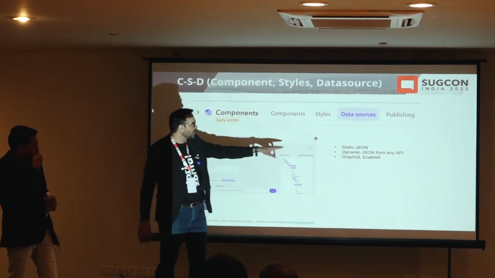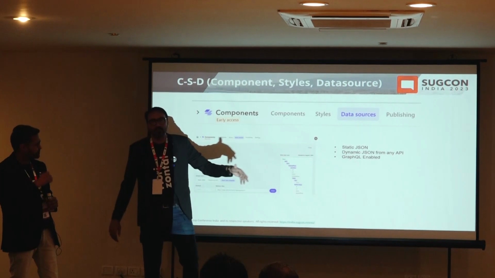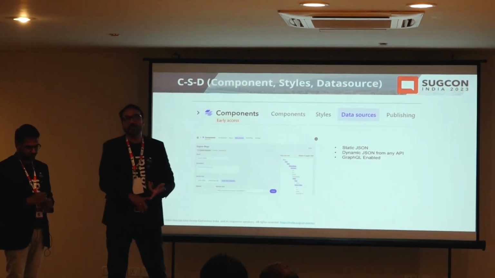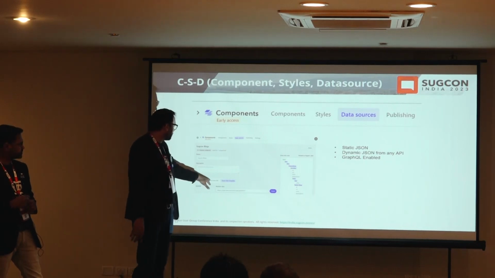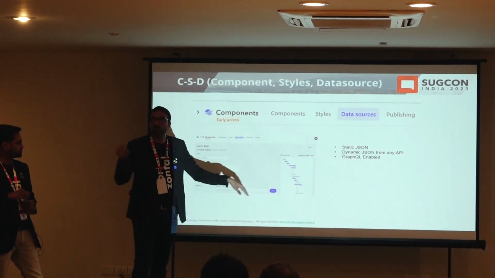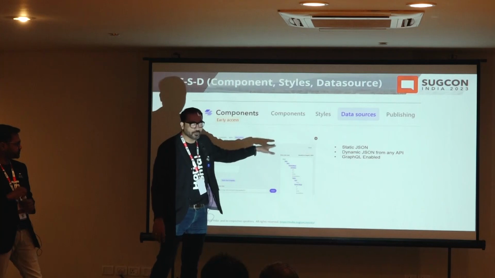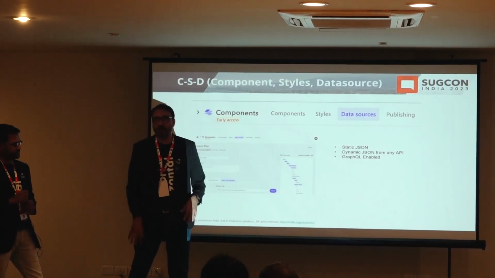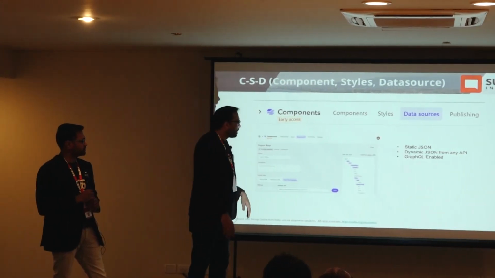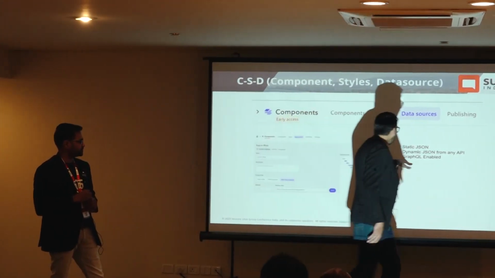The second option is dynamic JSON from any API. That means if you have a REST API, or any API which exposes JSON to you, you can just paste that particular URL and do a fetch. It will do the same. It will give you the schema, and then again the process takes place the same way, where you map the fields. Then the third one is the GraphQL endpoint.